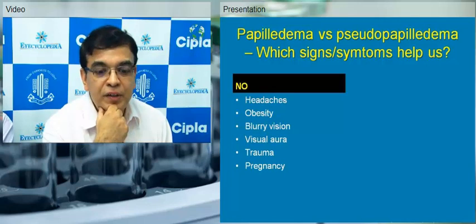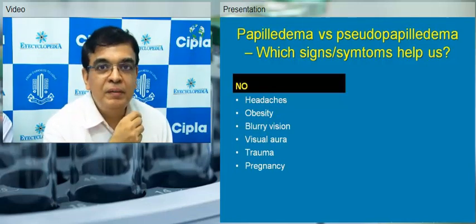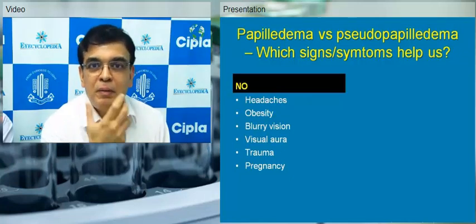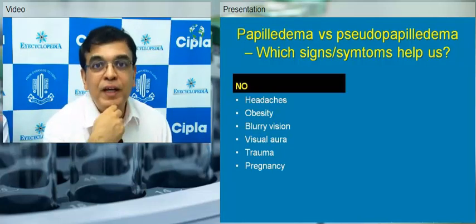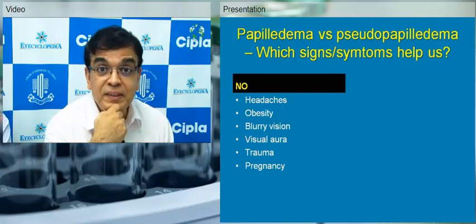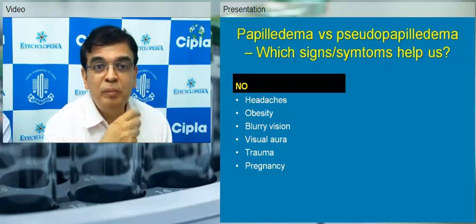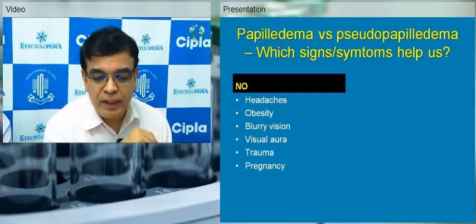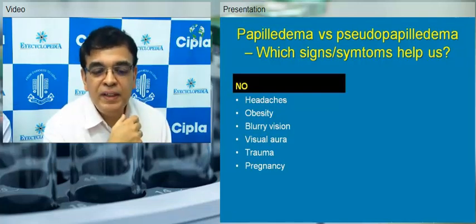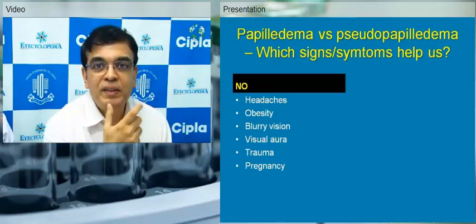I have listed in front of you signs and symptoms that really will not contribute significantly to deciding whether a condition is papilledema or pseudopapilledema. I put headaches here because although you might argue that headache is a sign of raised intracranial pressure, I could also tell you headaches are most commonly due to stress and migraines. Likewise, conditions like obesity, blurred vision, aura or photopsia, history of injuries, pregnancy, these are all very soft signs as far as helping us decide whether it is papilledema or not.